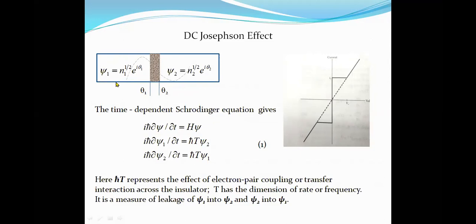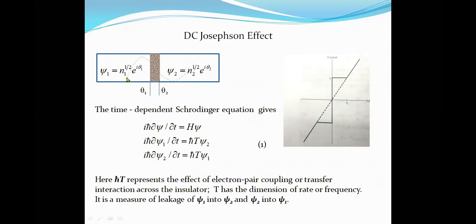Now, let's say this is how we have made this system, and the insulator is there in between. We write a wave function of a Cooper pair on this side and on this side. So this is square root of N1 times e raised to the power minus i theta 1. This we defined already, the wave function for the Cooper pair. It has amplitude and phase factor. Here the subscripts 1 and 2 designate whether the Cooper pair is on the left side or the right side. If the Cooper pair is in this region, you say it is 1. If the Cooper pair is on the other side, you say it is 2.